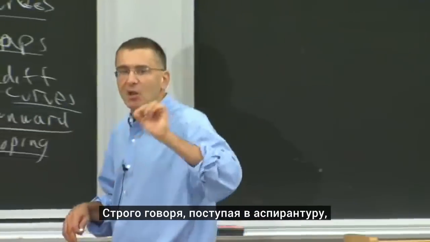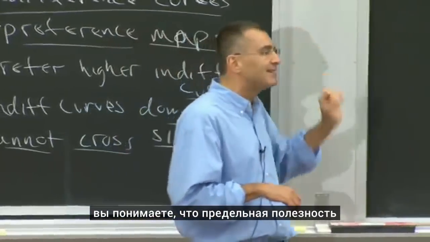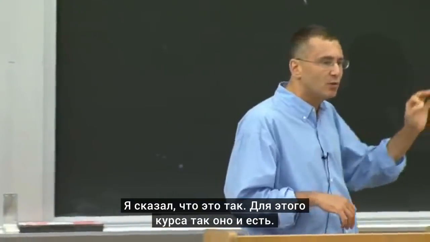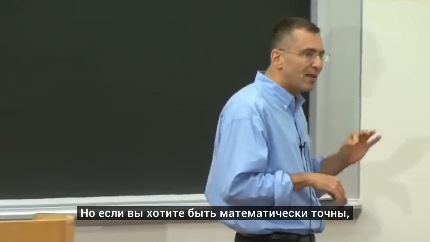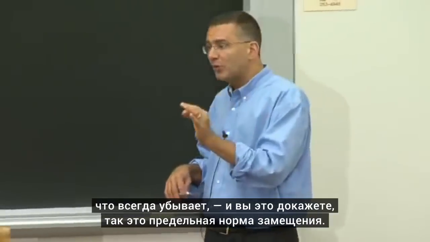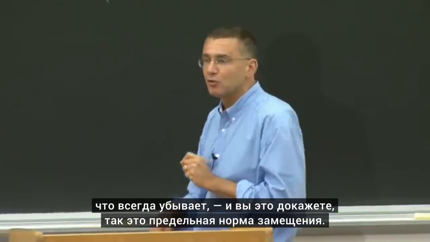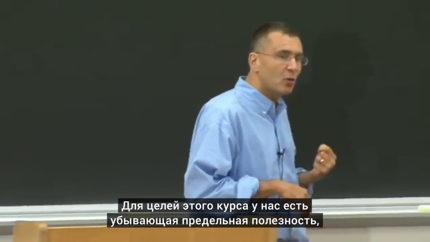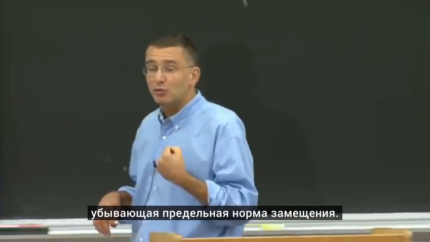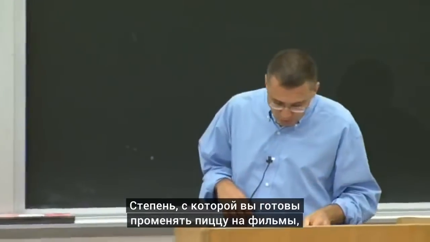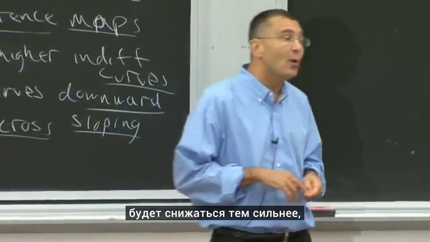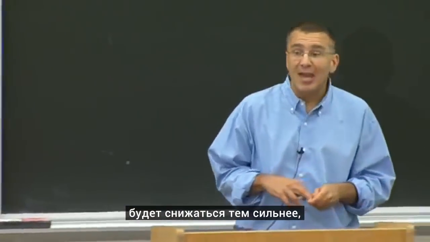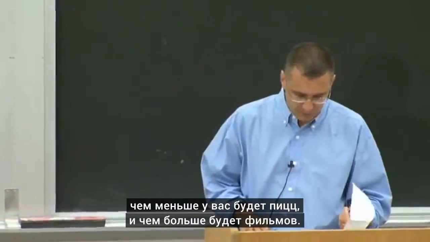Technically, when you go to grad school, you realize that marginal utility isn't actually always diminishing. I said it is. For this course, it is. But if you want to get mathematically correct, really what you prove is always diminishing is the marginal rate of substitution. So we have diminishing marginal utility for the purpose of this course. But the really important concept is you have diminishing marginal rate of substitution. That the rate at which you're willing to trade off pizza for movies is going to fall as you have less pizza and more movies.